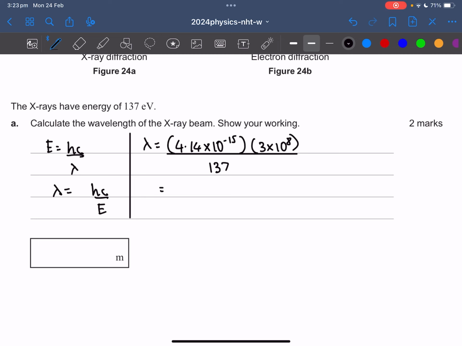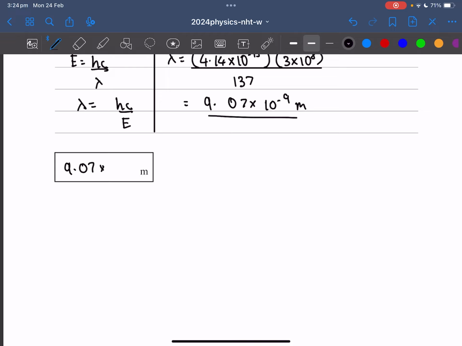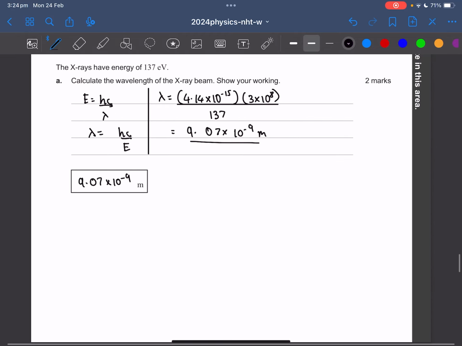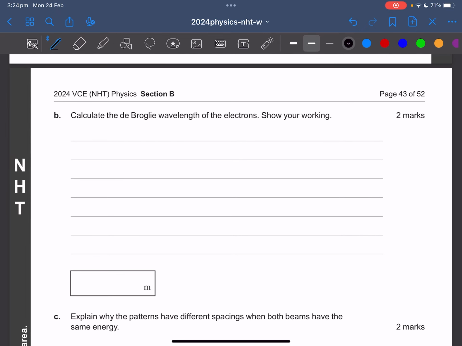So if I were to put that in the calculator, 4.14 times 10 to the minus 15 times 3 times 10 to the 8 divided by 137. Let me change my mode to scientific again. So we get 9.07 times 10 to the minus 9 meters. Okay, 9.07 times 10 to the minus 9. Okay. Calculate the de Broglie wavelength of the electron. Show your working out.